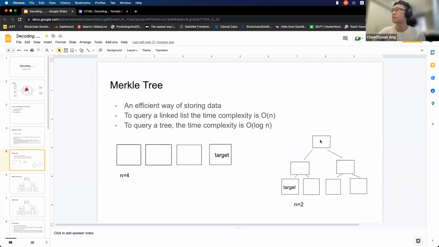And for a tree, when you come here, you just need to make a decision whether to go left or right. And when you're here, you just make a decision to go left or right. So you can see that we're only making 2 steps, and the time complexity is logarithmic, so big O of log n. So you can see that in terms of querying, a tree structure is definitely more efficient.